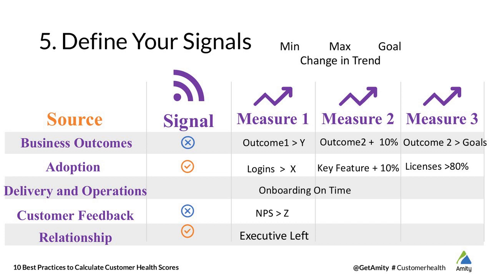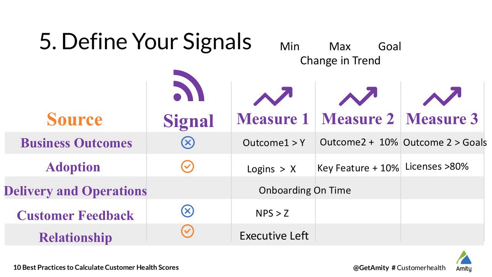Okay, best practice number 5 is define your signals. This is really the heart of the matter. Now that you know the risks you face, the challenges your customers face, and the tactics or strategies that you're going to use when those challenges show up, now is the time to define the signals that are going to tell you that. And there's a lot of different ways of doing it. For today's webinar, I defined 5 categories of possible signals: business outcome signals, adoption signals, delivery and operations signals, customer feedback, a customer SAT score or an NPS score, and relationship signals.